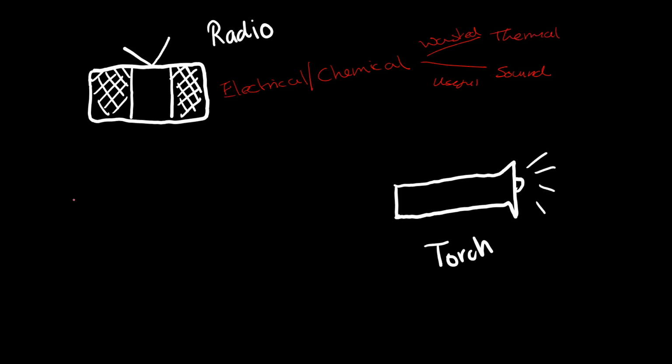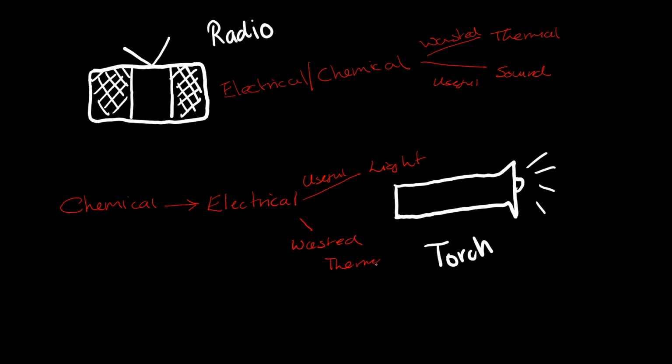Okay, torch is another one. So that would go to chemical. I'm going to say something about this chemical. Chemical goes to electrical because usually it's got batteries in it. There's two stages to this. And then useful is light. Wasted will be thermal again. Lots of things, unless they're made for heating, waste energy as thermal.